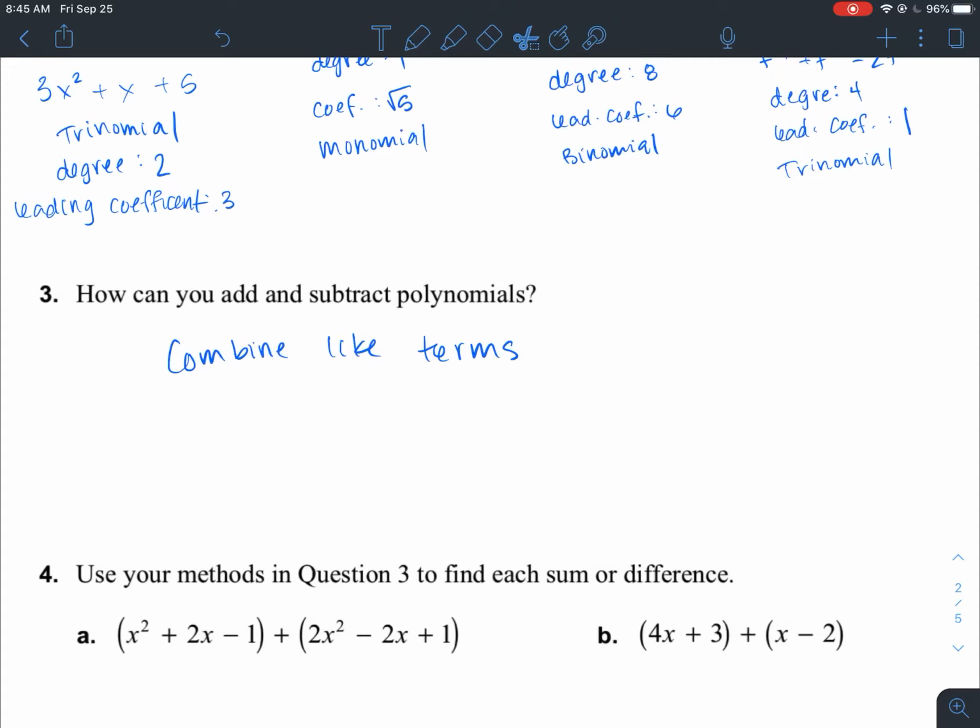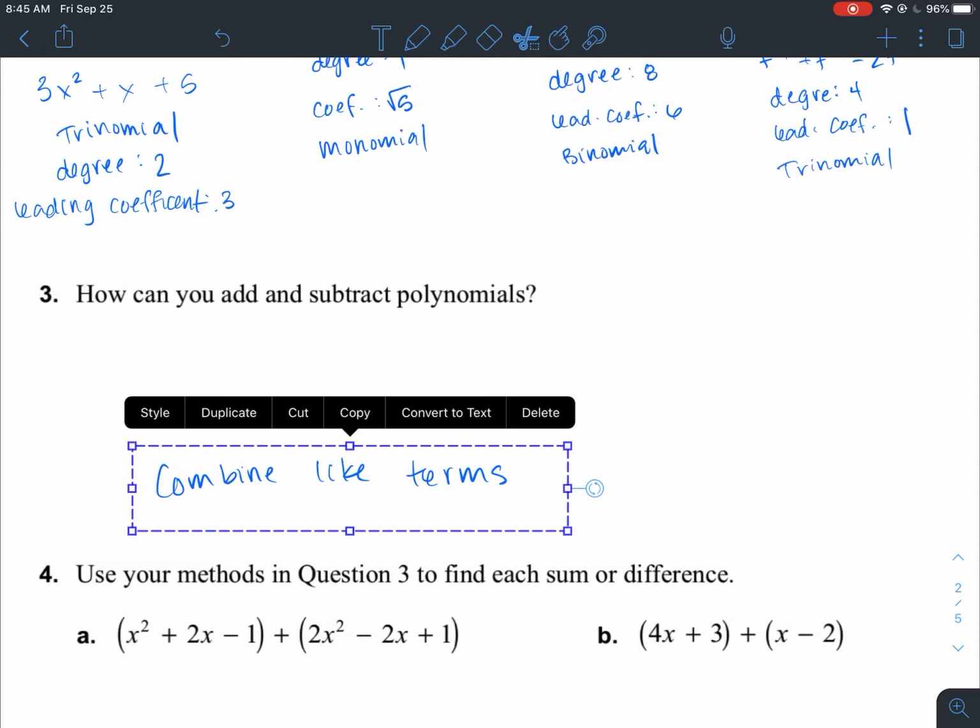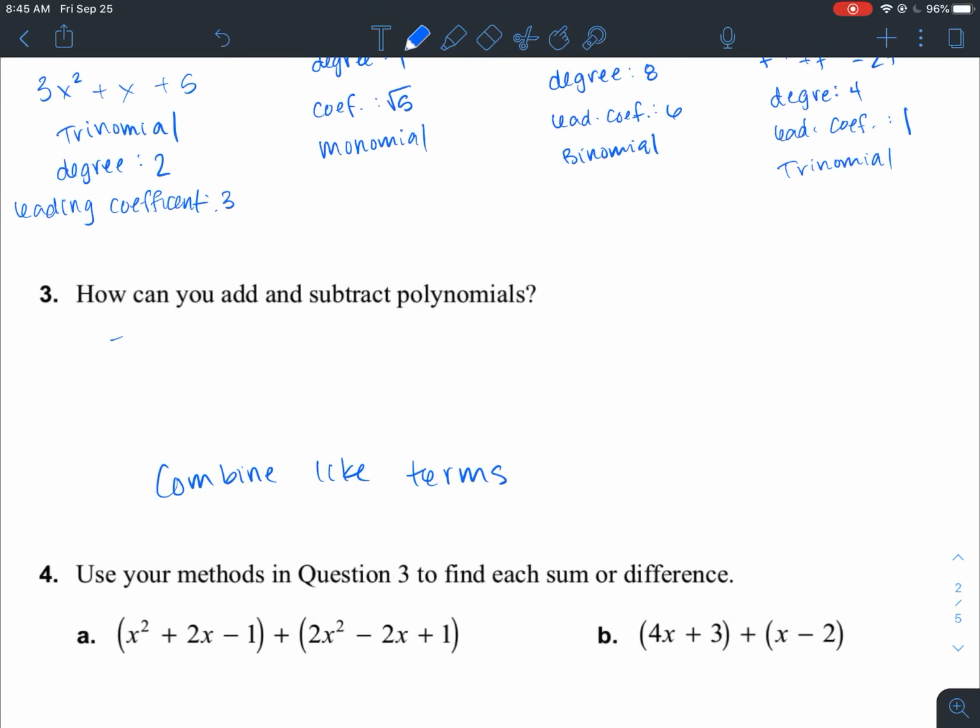But before you combine like terms, I'm going to write something first. And distribute, if subtracting, distribute the negative. Distribute the negative first. Then combine like terms.